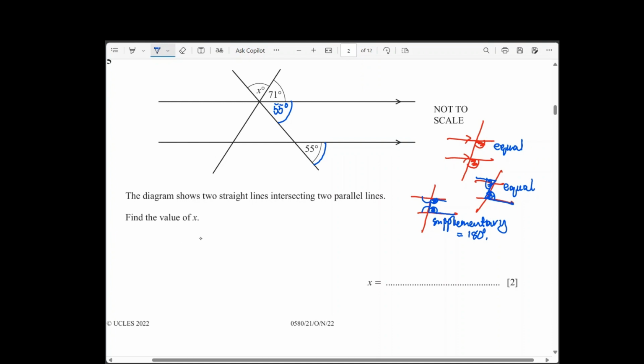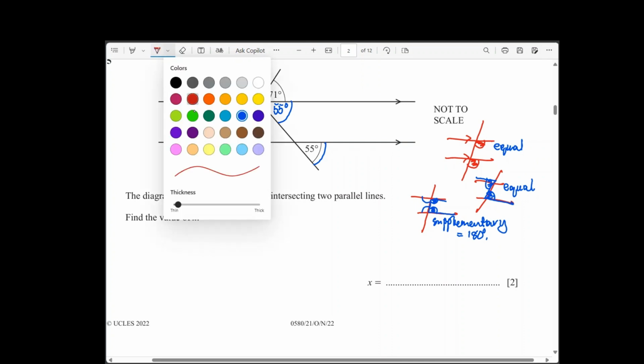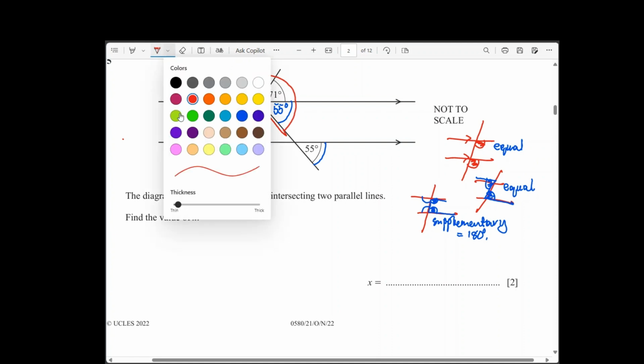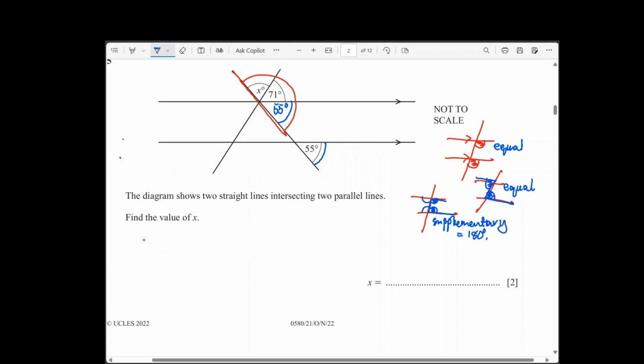And then in my working out, I would say, you realize now that if you consider this straight line here, we know that adjacent angles on a straight line add up to 180 or are supplementary as well. So x plus 71 plus 55 degrees will add up to 180 degrees. Let's put a degree there, right? Then let's do the math.